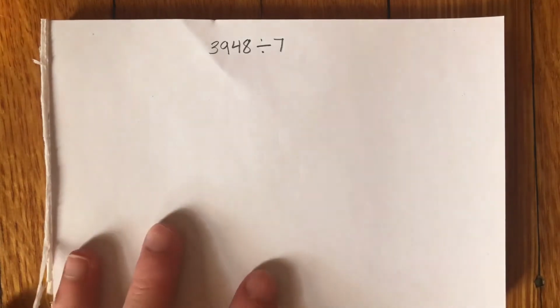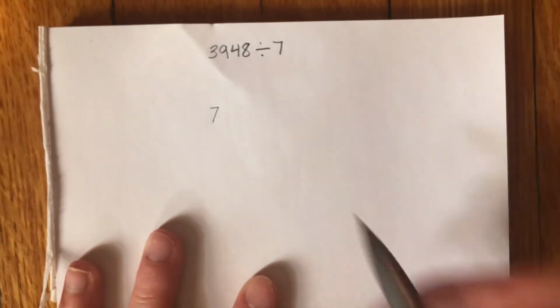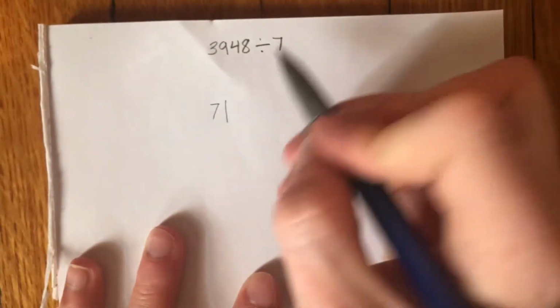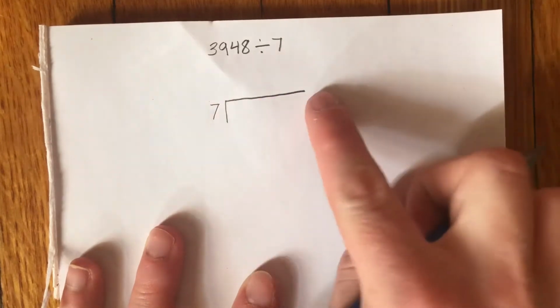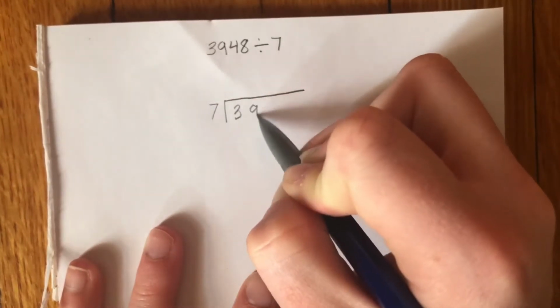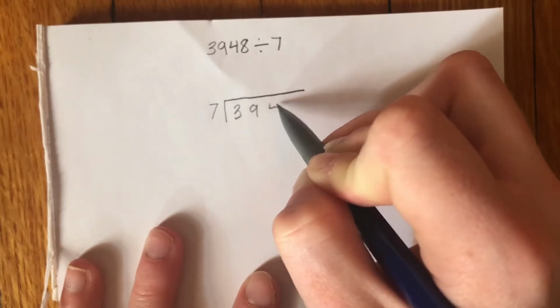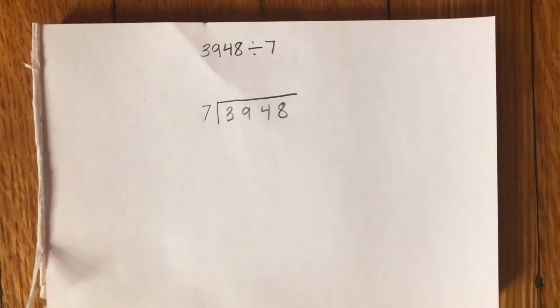3,948 divided by 7. So to start off, I need to set this up correctly. And to do that, I'm going to put my 7 on the left of my paper, and then I'm going to draw this thing with a line here and one horizontal as well. And underneath that, I'm going to put 3,948. Okay, now it's time to do the division itself.